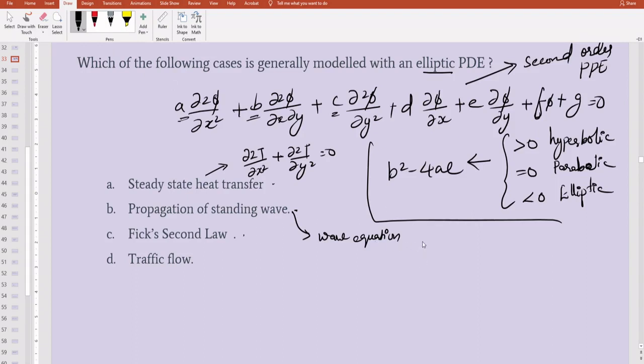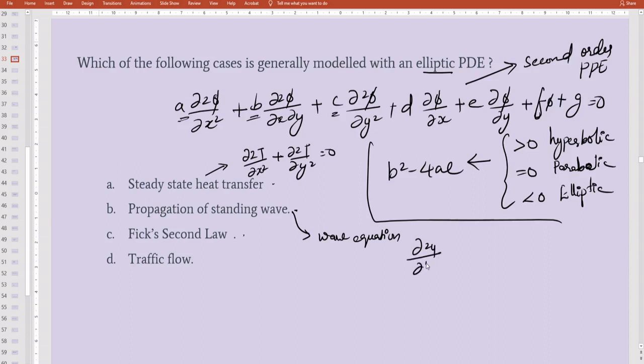It is propagation of standing wave in time and space. So ∂²u/∂t², the second derivative in time, is equal to c, the characteristic wave velocity, into ∂²u/∂x². So this is an equation in time and space. Then Fick's second law of diffusion. Actually, Fick's second law is the diffusion equation or convection diffusion equation.